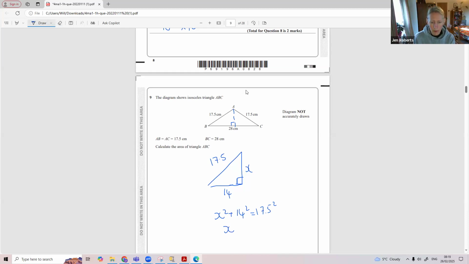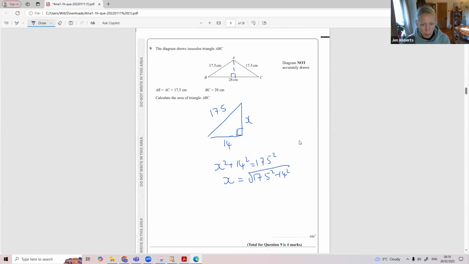You might set it out a little differently to me, but x would be the square root of 17.5 squared take away 14 squared. 17.5 is your hypotenuse, right? So hypotenuse is always c. We've done a squared plus b squared equals c squared. So x is 10.5.